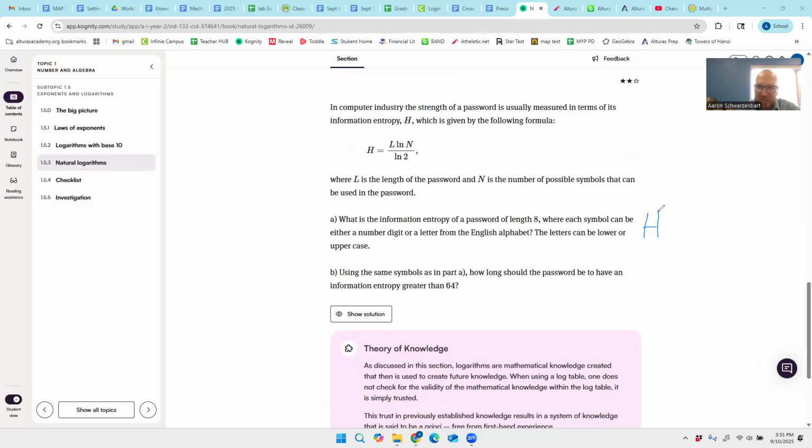So H equals L, which is 8, times ln 62 over ln 2. And I can go ahead and stick that into my calculator. And I get 47.6.